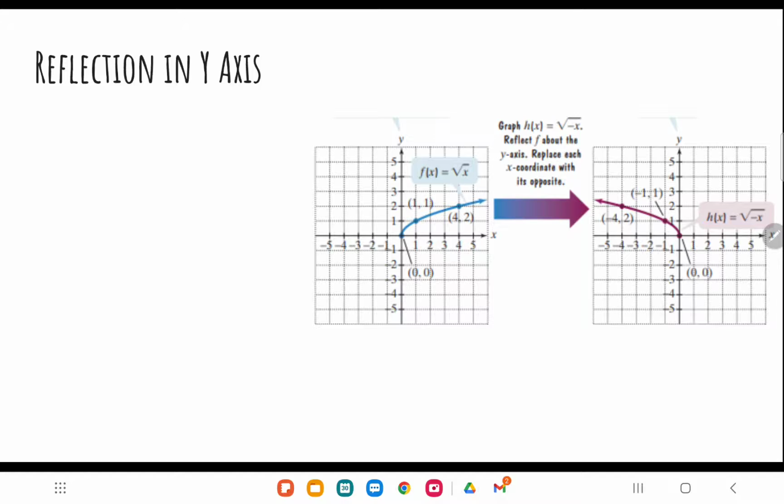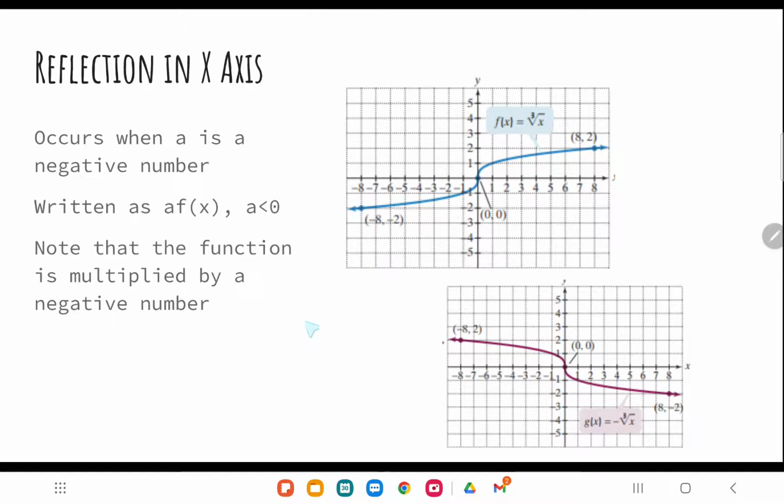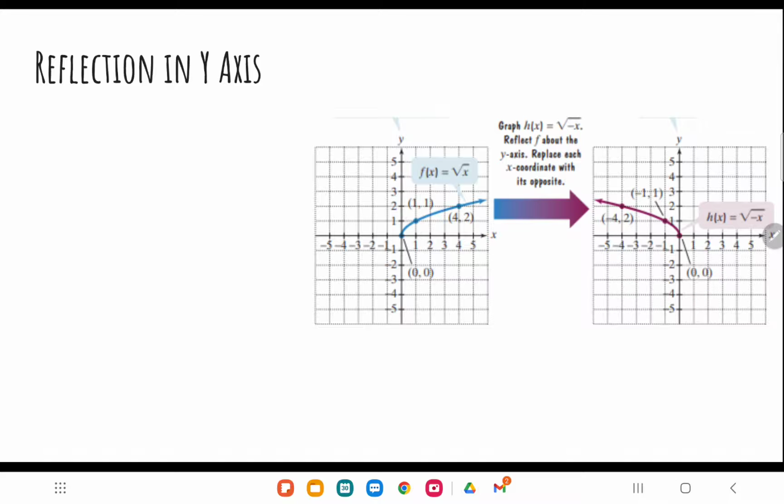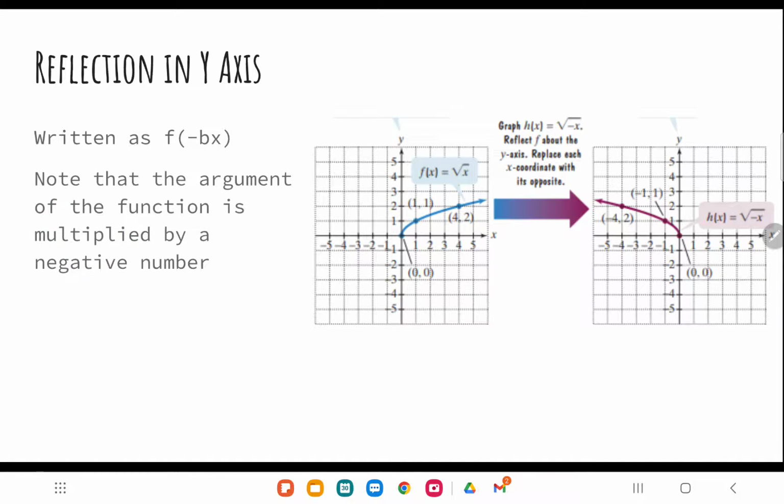Reflection in the y-axis, you'll most frequently see something that's very clearly obvious here with the square root or other functions that are not symmetric about the y-axis. So here I have f of x is the square root of x, and we have h of x is the square root of negative x. Each x coordinate is being replaced with its opposite. We see the negative sign for h of x. The argument of the function is multiplied by a negative number.